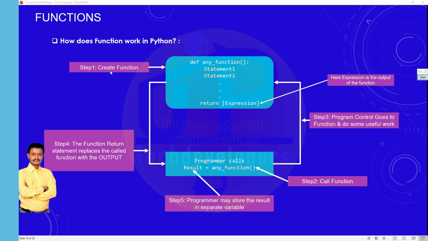In step 1, we create a function with a return statement. In step 2, we are calling the function with its name. And in step 3, the program control flow goes to the function and does some useful work.